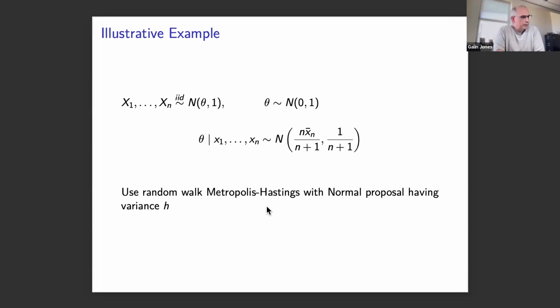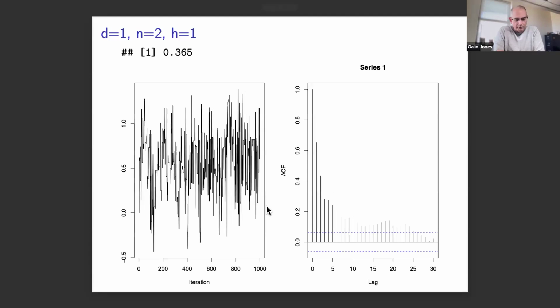So let's use a random walk Metropolis-Hastings with a normal proposal having variance h in this context. Just to be clear, it's all going to be one dimensional, and let's suppose we just have two observations, and our scaling is h equal to 1. I simulated 1,000 steps of this. By the way, this Markov chain is easily shown to be geometrically ergodic. And so this looks pretty good.